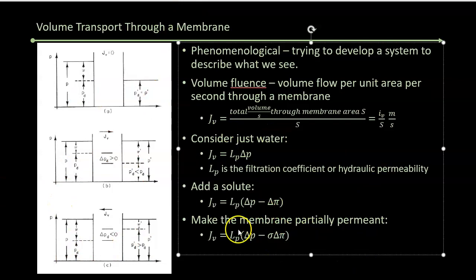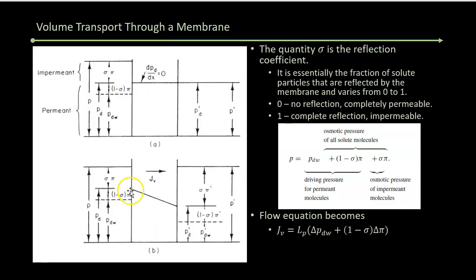And then last, we're going to make the membrane partially permeant, right? So some of the stuff in the solutes can go through. And that changes things a little bit, right? So now, how do we redraw this? Well, the stuff that can go through is this. That's the stuff that can go through, right? And here, this is the stuff that can go through.